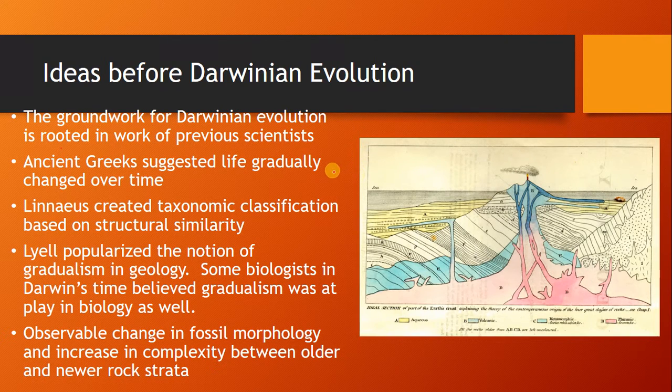So this idea that organisms change over time wasn't a given. It wasn't something that was 100% accepted at the time Darwin was around. Interestingly enough, the ancient Greeks were the first in written history to suggest that life gradually changes over time.